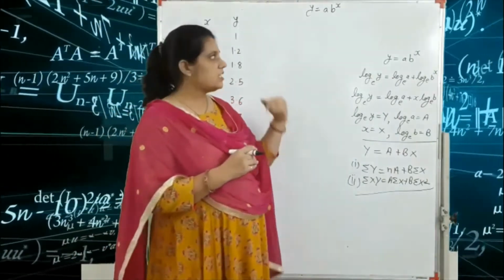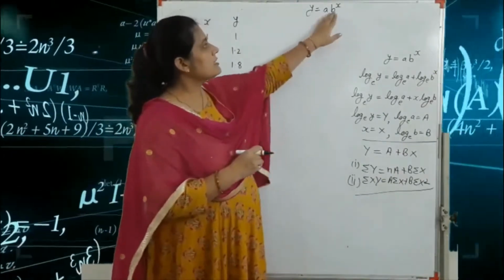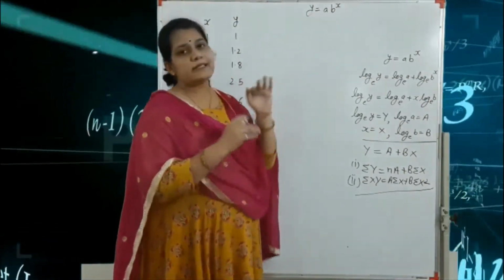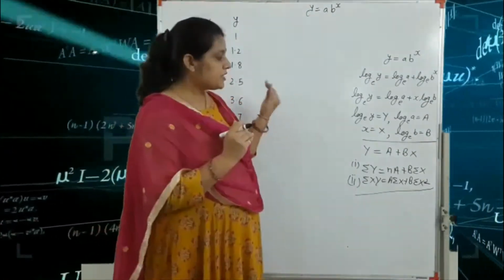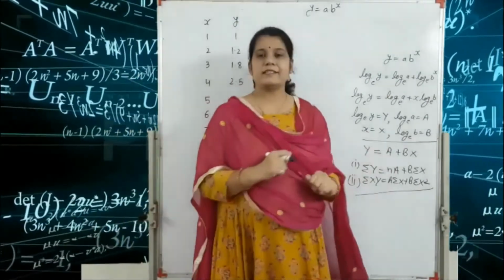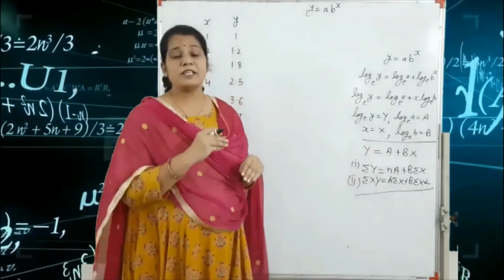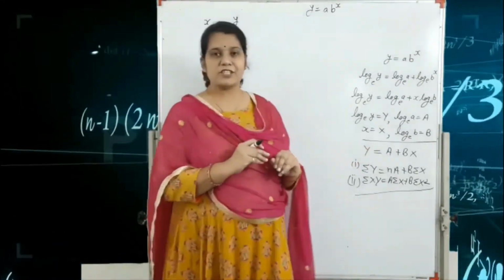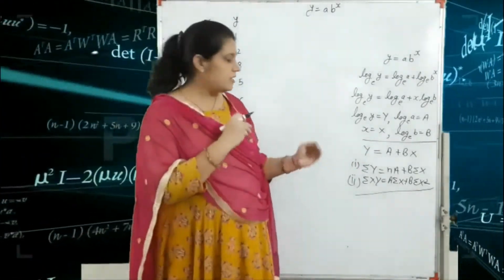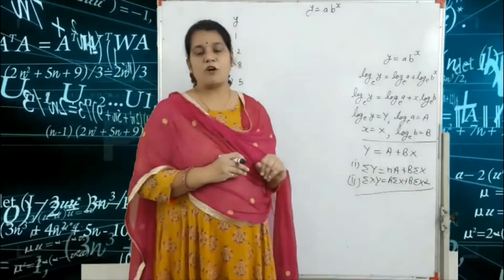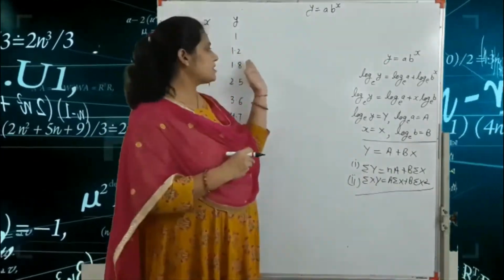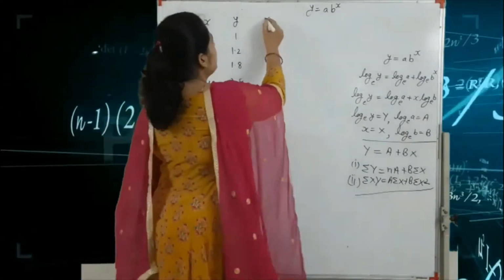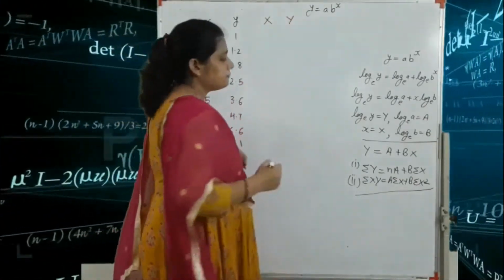That means what? Our question is given in the small x, small y, small a and small b form. But we convert into the capital letters. So our normal equation is already defined in the straight line equation, so we also write the normal equation in the capital letter form. So in our table, first we write the capital X and capital Y.